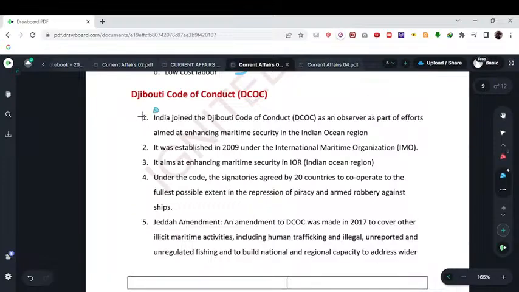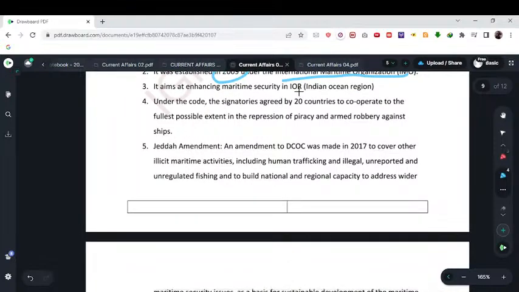Now we see the GOT code of conduct. Why important? Because India joined it recently as an observer. India is not a member, it's an observer. What is the purpose of the code of conduct? It is for enhancing maritime security in the Indian Ocean region. When was it established? 2009. Under whom? International Maritime Organization. Now how many countries are signatories? 20 countries, and it is mainly aimed to repress piracy and armed robbery against ships.